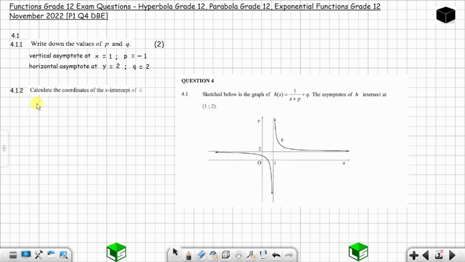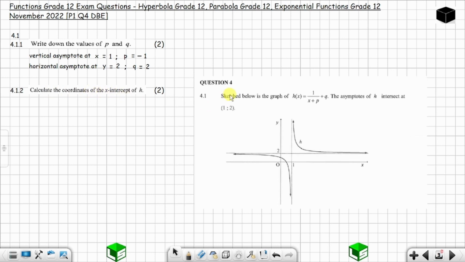Question 4.1.2: calculate the coordinate of the x-intercept of H. This is the graph of H. The question is 2 marks. You can see the x-intercept on the graph, but you need to calculate its coordinate. To get the x-intercept, you let y equal to 0. H of x is equal to this after replacing your P and Q. You know P is equal to negative 1 and Q is equal to 2.